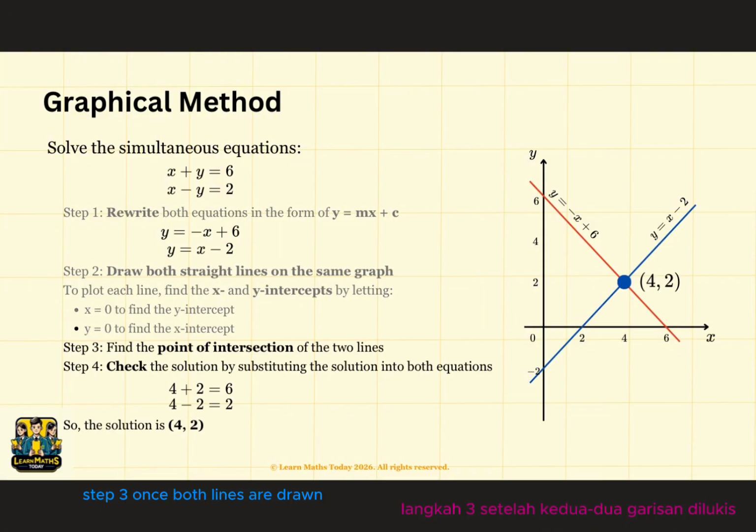Step 3. Once both lines are drawn, the solution is simply the point where the two lines intersect. Step 4. Finally, we check the solution by substituting the coordinates of the intersection into both equations. In this example, the lines intersect at 4, 2, which satisfies both equations. So the solution is x equals to 4 and y equals to 2.